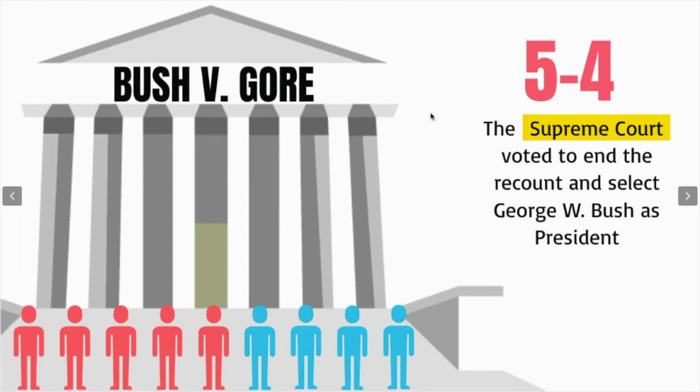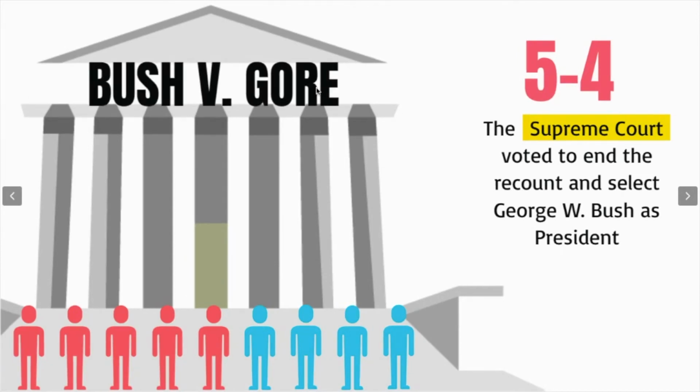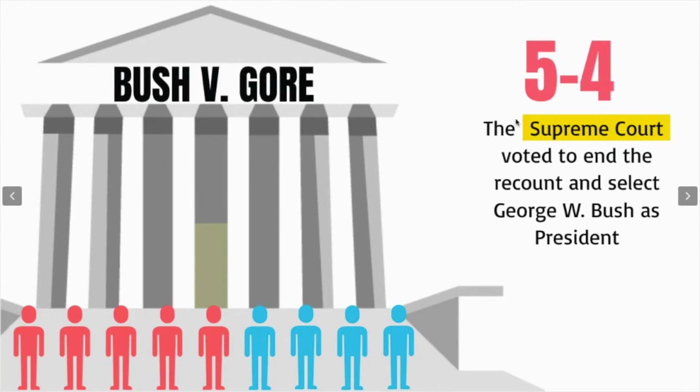Ultimately, the Supreme Court would make the final decision. The Supreme Court is the highest court in the United States, and what they decide is law. In the case of Bush versus Gore, the court chose to end the recount, therefore selecting George W. Bush as president. This was a 5-4 decision and a very controversial one.